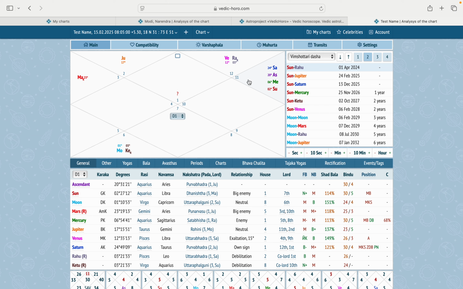Because each house also represents a part of the body. For example, the 11th house represents the shin. So an extremely weak 11th house could even cause an injury to that part of the body.